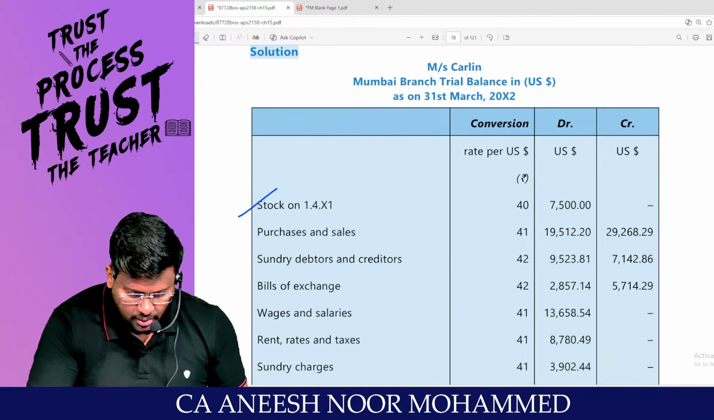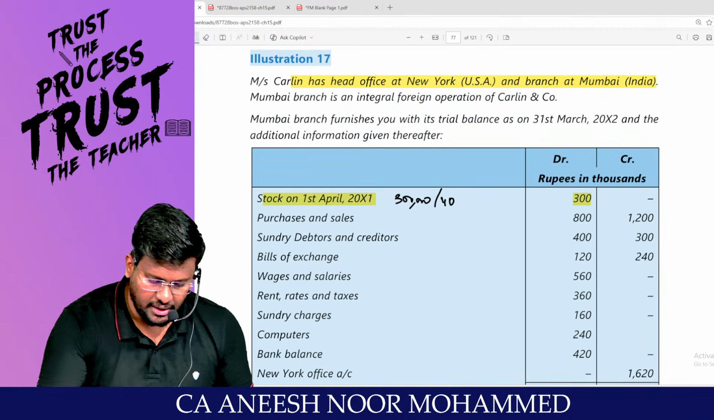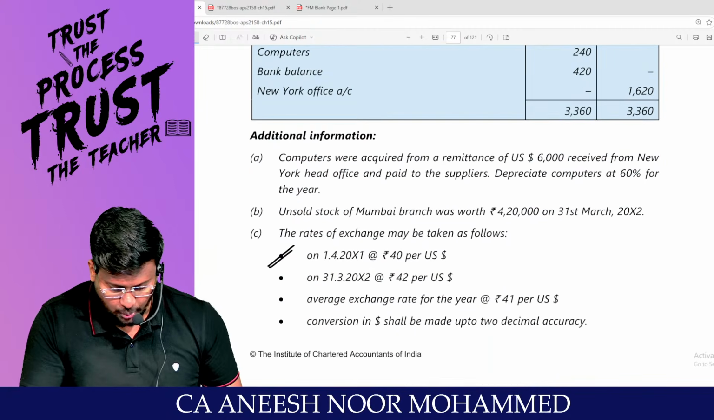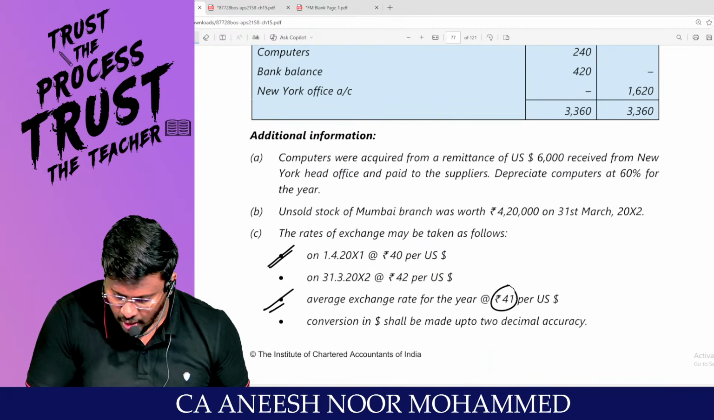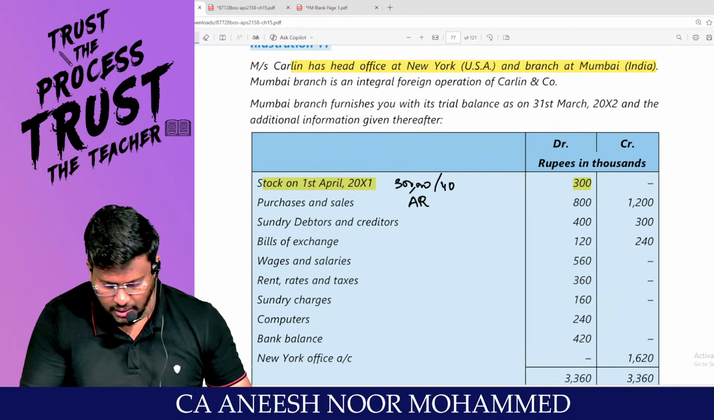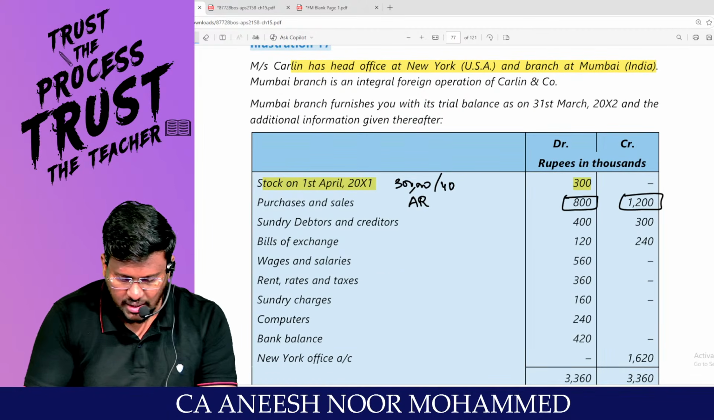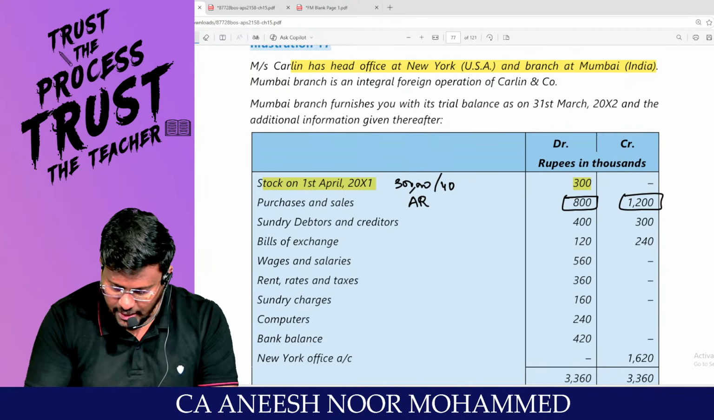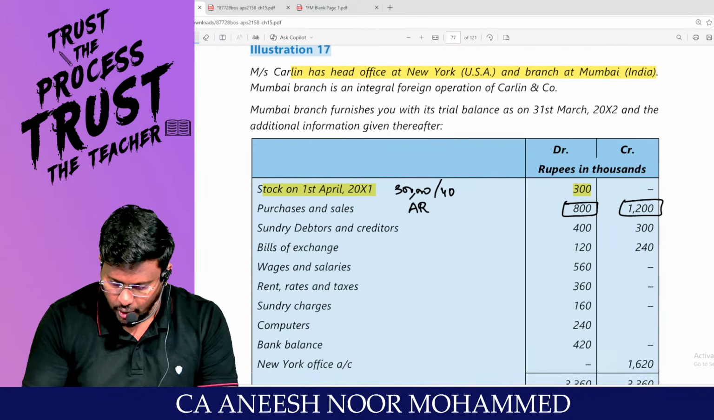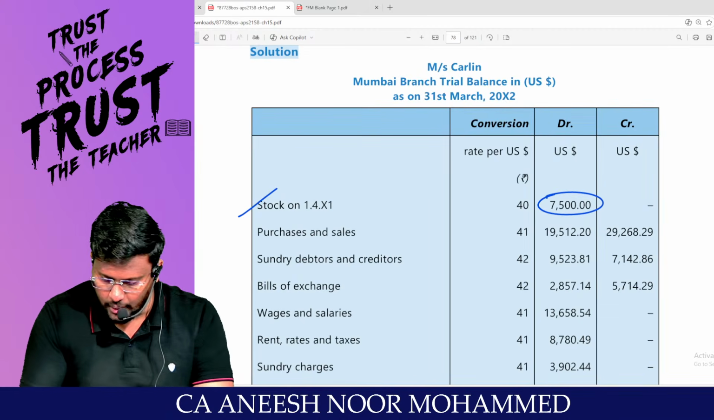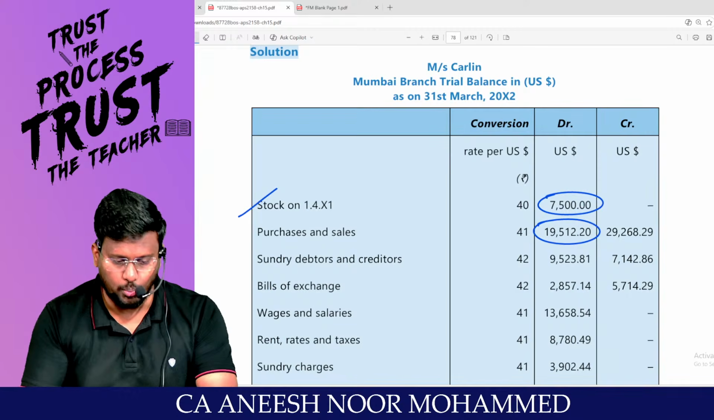Sir, just look here. Opening stock, 7,500. Exchange rate. Purchase and sale, what rate will you take? Average rate you are supposed to take. What is the average rate? 41 rupees is the average rate, which is given in the question. So 800 into 1,000, 8 lakh. 8 lakhs divided by the average rate, 41, you will be getting 19,512.2.